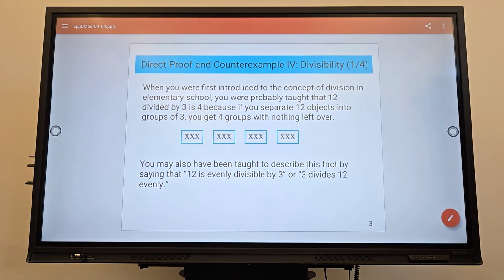When you were first introduced to the concept of division in elementary school, you were taught that 12 divided by 3 is 4, because if you separate 12 objects into groups of 3, you get 4 groups with nothing left over. This also might have been described as 12 is evenly divisible by 3, or 3 divides 12 evenly.